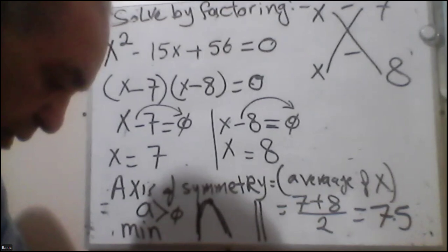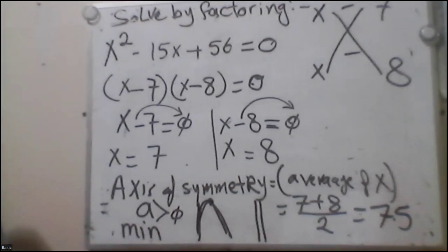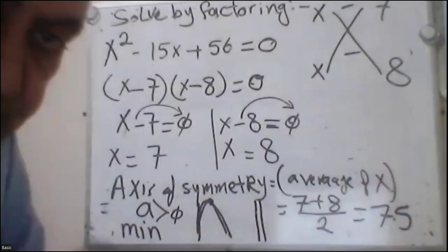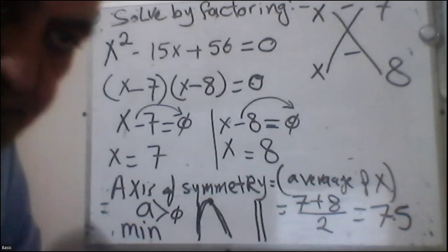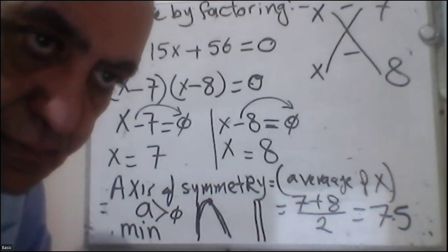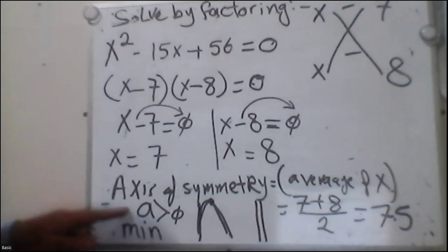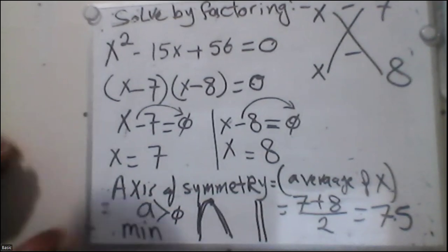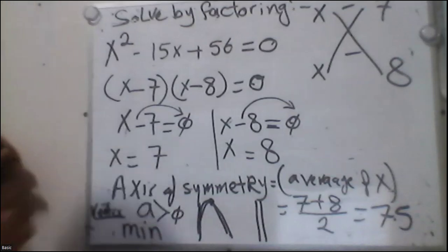We'll go now to page 114 and see another example on page 114. So this is the vertex, like we said, the vertex here, and the vertex will be min.